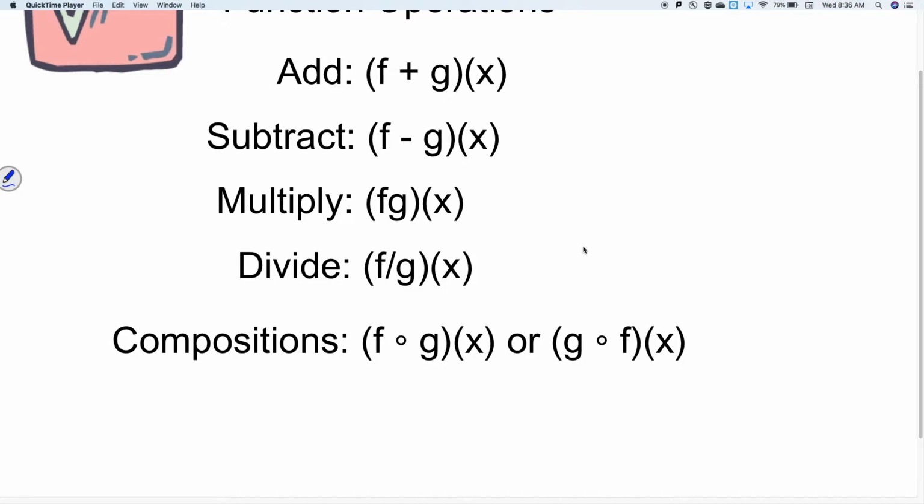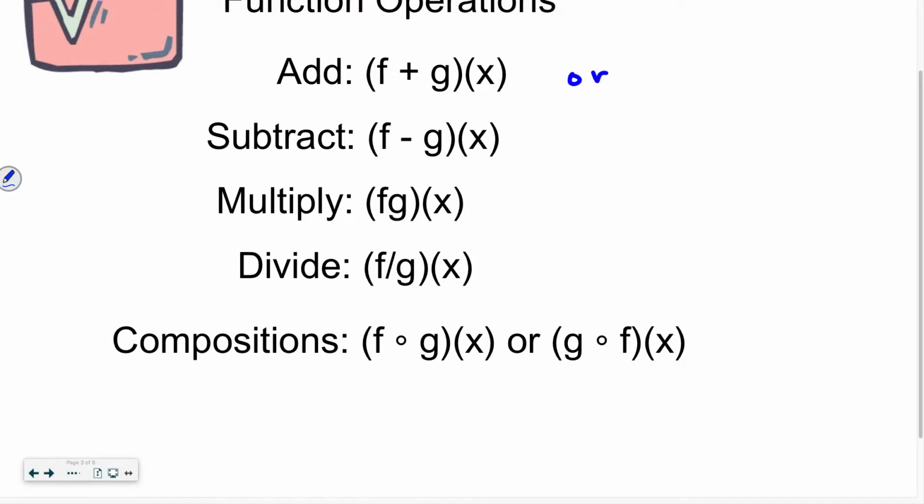Addition can be written like this, where it tells you which two functions to add, f plus g, but sometimes we also see it like this, f of x plus g of x. Those two things mean the same thing. And we could do that with every one. f of x minus g of x. f of x times g of x. f of x divided by g of x.